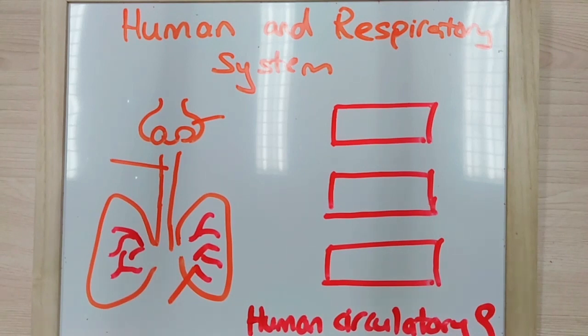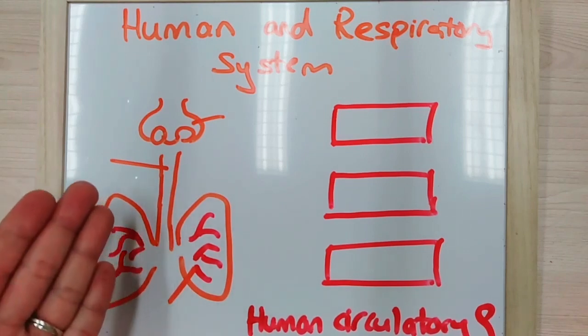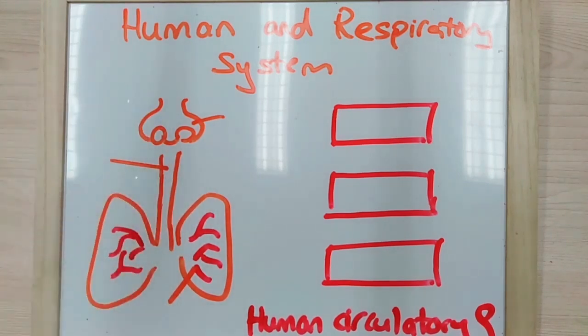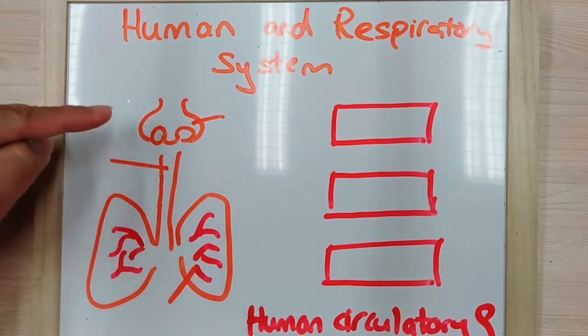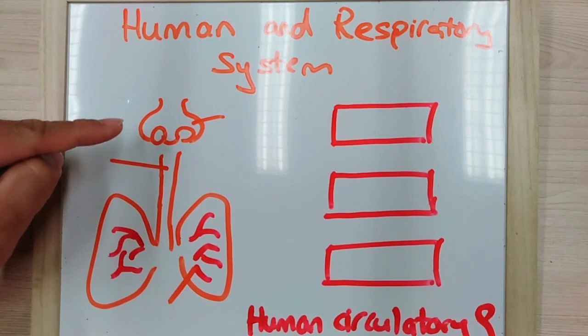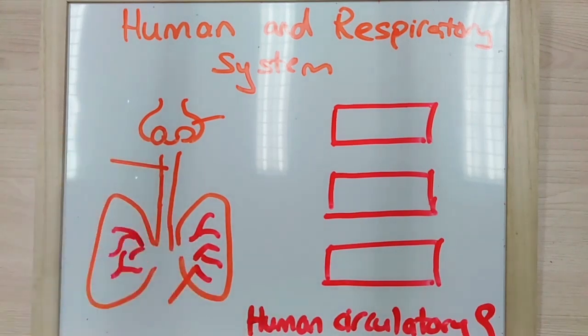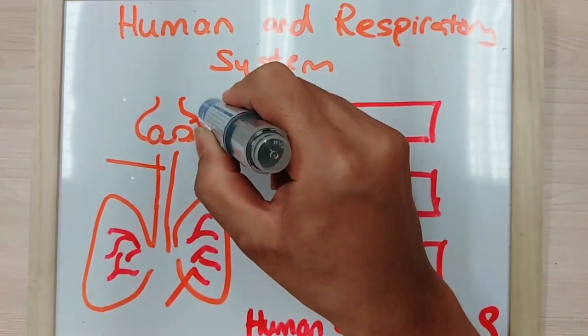Now let's recap what we have learned about the human respiratory system. So I've drawn a very simple and ugly looking diagram here. So let's start with this part. Now what is this part of the human respiratory system known as? You're right, that is known as the nose.